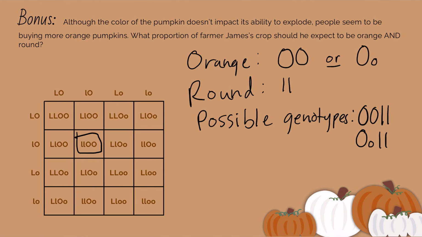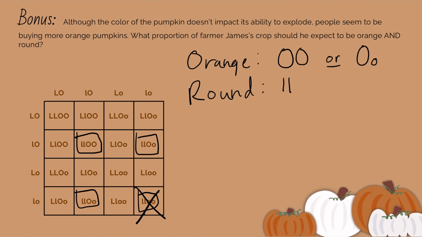So if we look at the boxes that we circled before, we know that those are the only options because they're the only ones that were round. And so now what we want to do is look at the O's and cross out any of our options that don't have either the homozygous dominant or the heterozygous genotype. So that would leave us just this one. And so this time around we have 3 out of 16 pumpkins that we should expect to be orange and round, or about 18.75%.